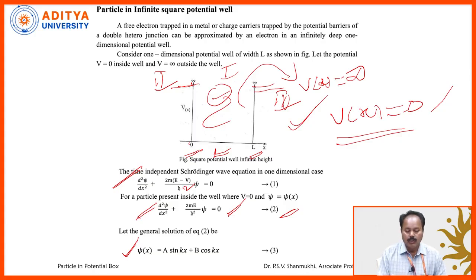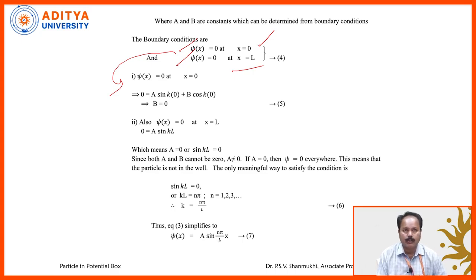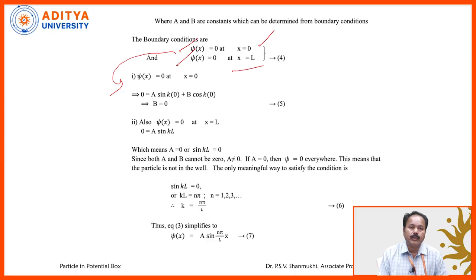So let us apply the boundary conditions. At x equal to 0, no electron is found, so no wave function: psi of x is equal to 0 at x equal to 0. At x equal to L, psi of x is equal to 0. These are the two boundary conditions. Now first apply the first boundary condition, psi of x equal to 0 at x equal to 0, in equation number 3. Therefore, what do you get here?